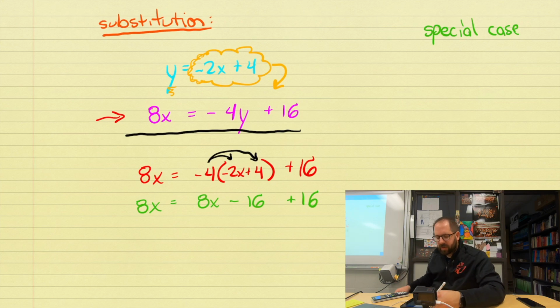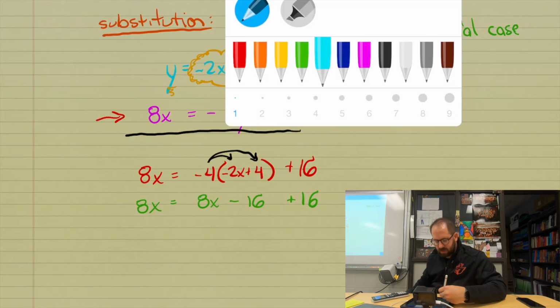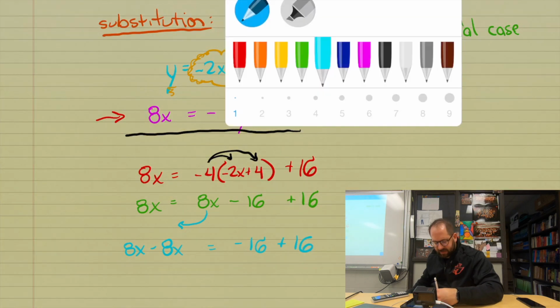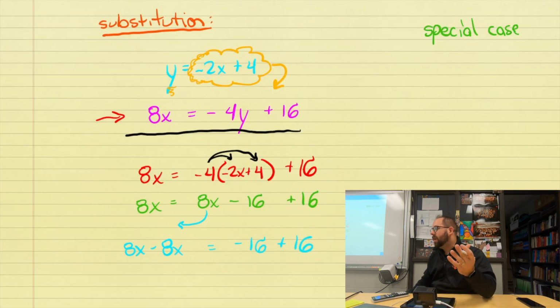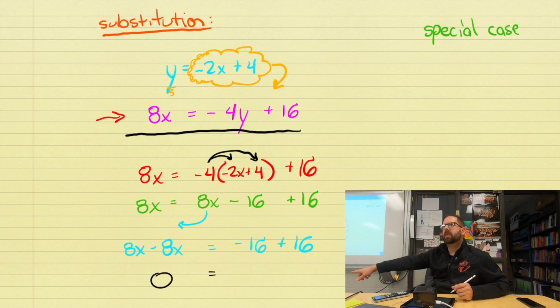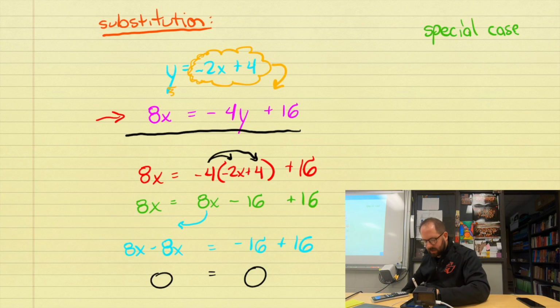Now, what happens if I move this 8x over? Yeah, they literally are subtracting, right? And you're absolutely right, they're going to literally cancel. And then I have the negative 16 plus 16 on this side, right? And you're right, on this left side I'm going to get 0. They cancel out, it made 0. And then on the other side, I get 0. Well, is 0 equal to 0? Yes, it is. This is an infinite solution problem.